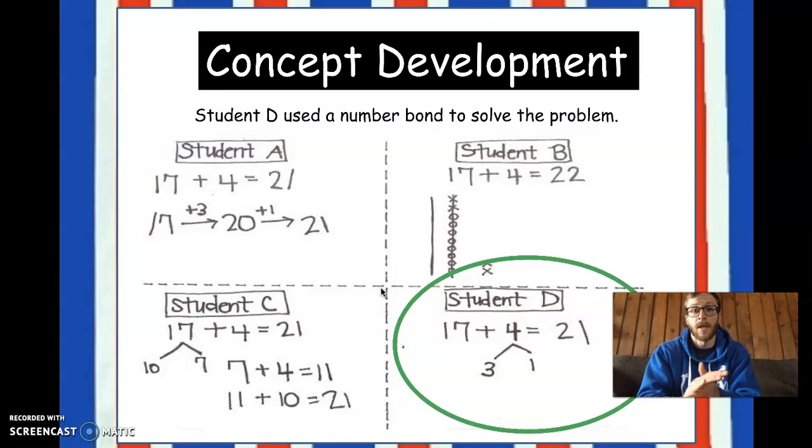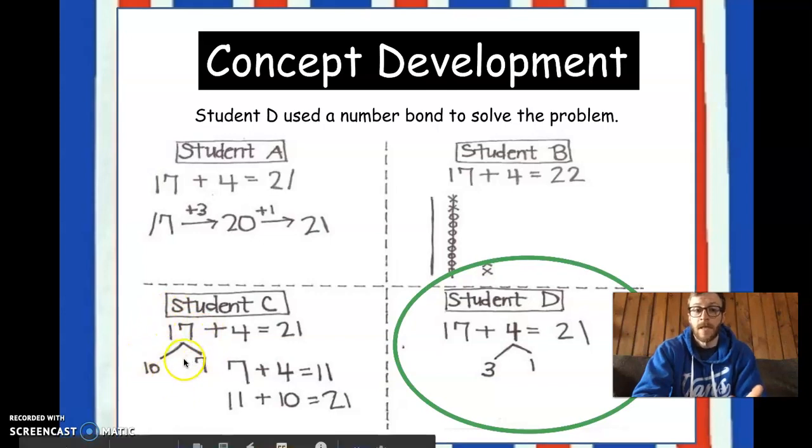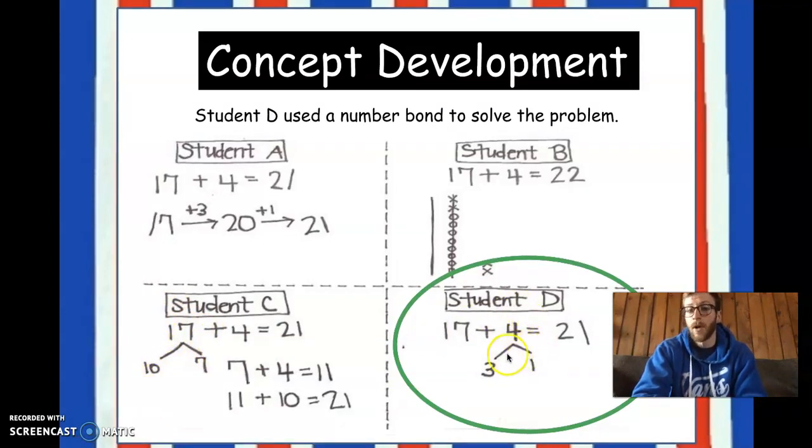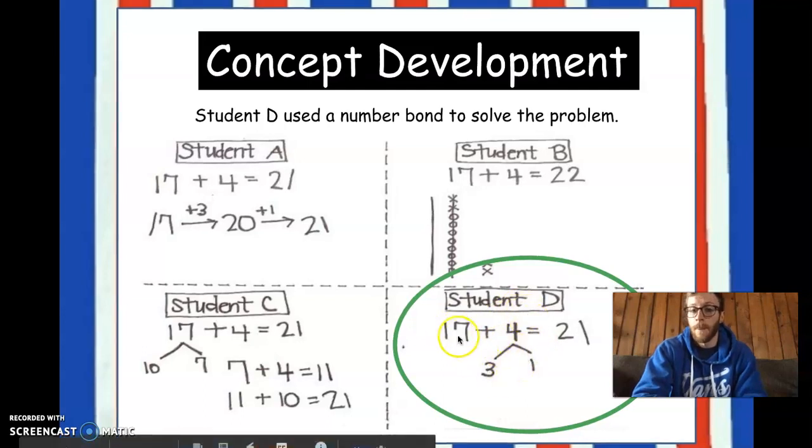I'm going to explain the similarities and differences that I noticed. So, something that's the same. They both used number bonds. I see that they both split apart a number. Something that's different is that they split apart different numbers. Student C split apart 17 to be working with tens. Student D split apart the number 4 so that they could add 17 and 3 together to make it 20.